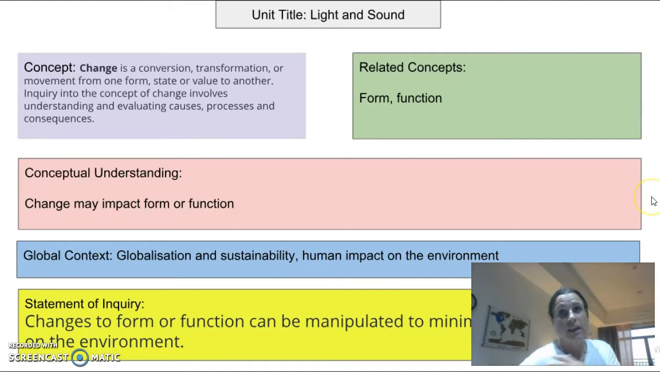So, thinking about our summative assessment, what that means is that if we change something about the light or sound show, then it might minimize the impact that it has on either people living around the Burj Khalifa or wildlife living around the Burj Khalifa.